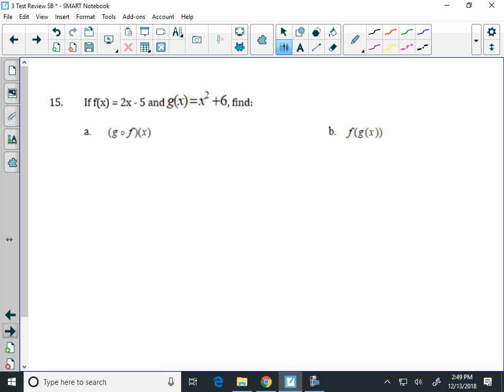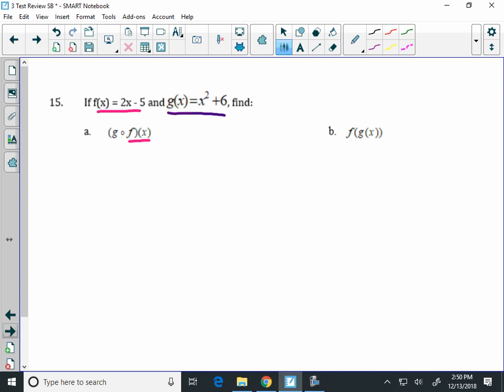Skip ahead to number 15. Number 15 gives you two functions, f and g. For these two functions, we're going to, again, do some composition, but notice this time the composition inputs are both x's. That means that our answers are also going to have x's in them. So again, we always start on the right, just like the last problem.